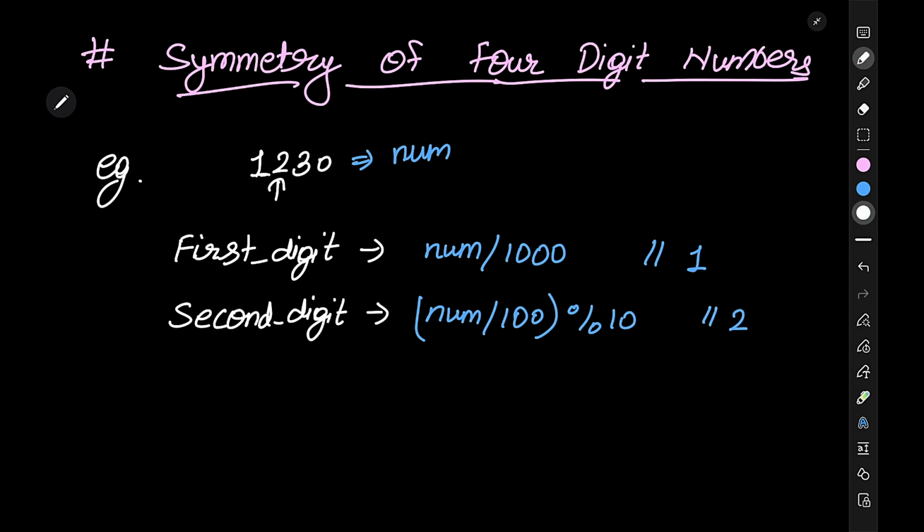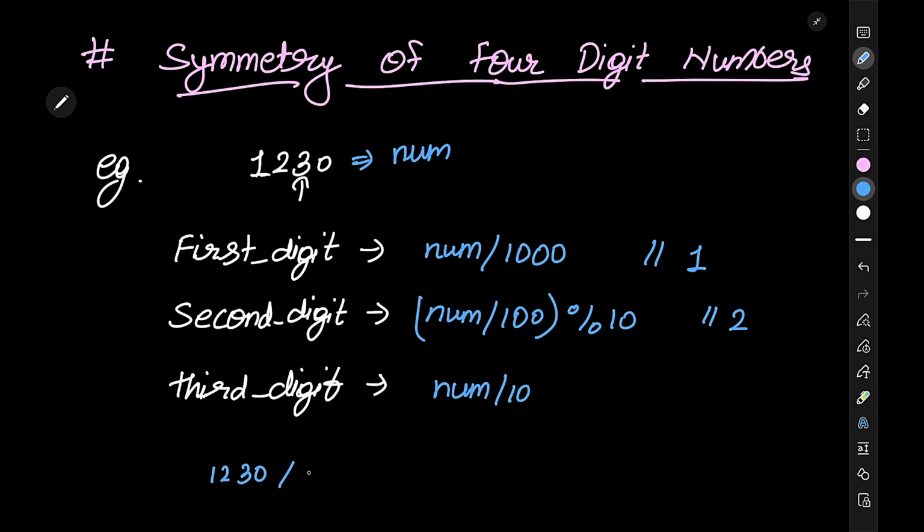Then how will we get this third digit? Let's find out this also. If we divide this number by 10, we will get 1, 2, 3. And if we take the modulus of this by 10, we will get the third digit. So we will do the same thing here. We will get the third digit.